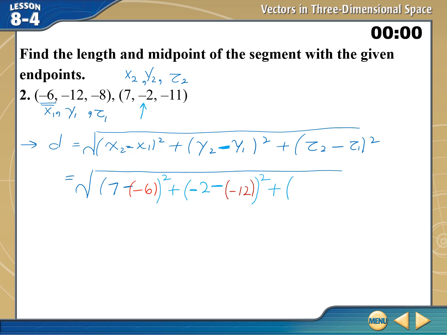Now what is z2? It's negative 11 minus. This minus is the formula minus. Then what is z1? It's negative 8. So negative 8. Close and then close and put the power 2.